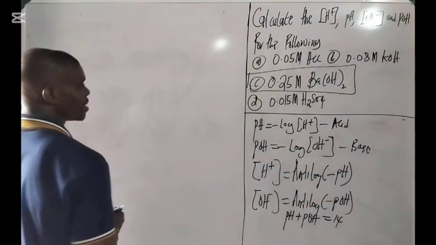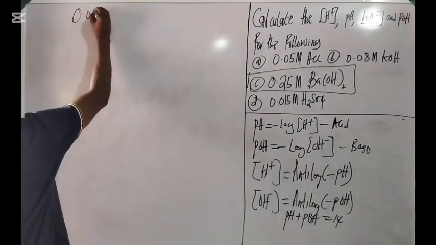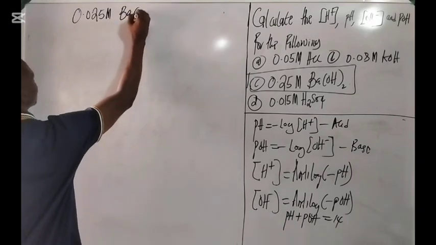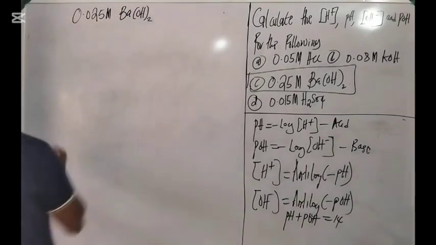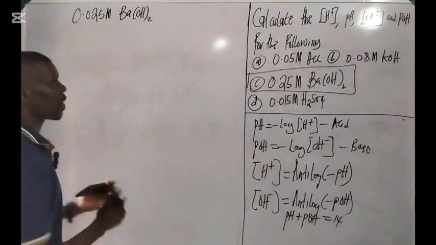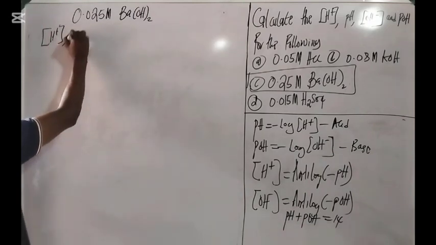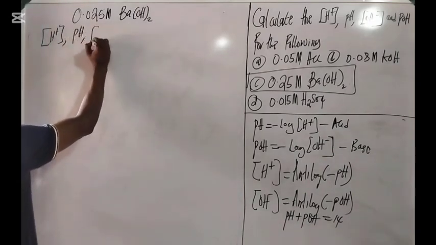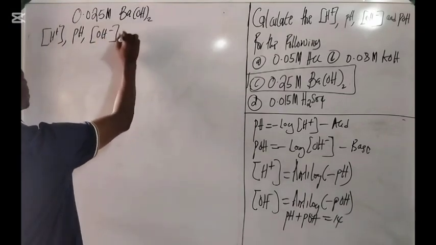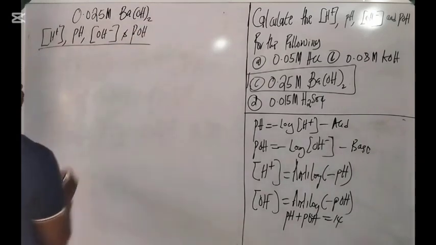Let's look at the C part, which is 0.025 molarity barium hydroxide. Look at what you are calculating here: you are calculating H plus, pH, OH minus, and pOH. These are the things you want to calculate here.